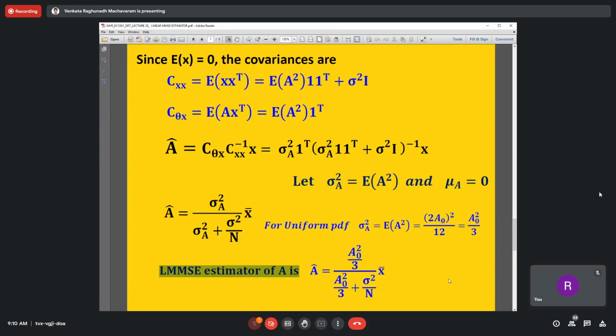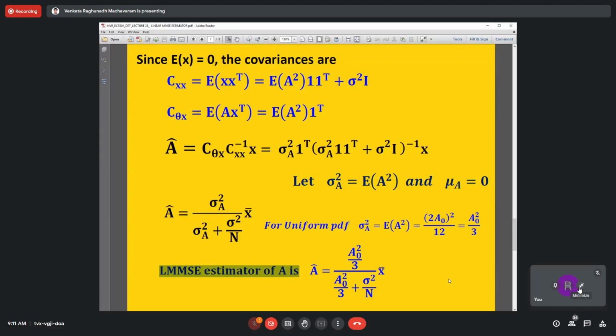And now that goes into a multiplier. What is that multiplier? Another input, this coefficient A naught square by 3 divided by A naught square by 3 plus sigma square by n. So you can take it as some twiddle factor already computed, fetch it and multiply it. Now you get the estimate. Output is the estimate. This is how practically you implement a linear minimum mean squared error estimator.